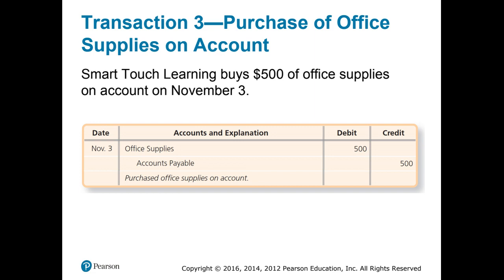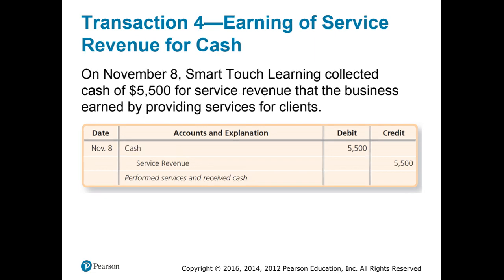On November 8th, Smart Touch Learning collected cash of $5,500 for service revenue that the business earned by providing services for clients. So we collected cash. We're going to debit cash for $5,500. We're going to credit service revenue for $5,500. And we performed services and we received cash for those services performed.